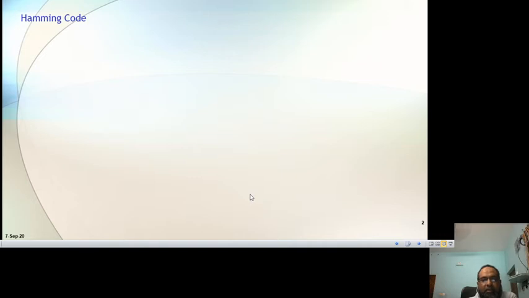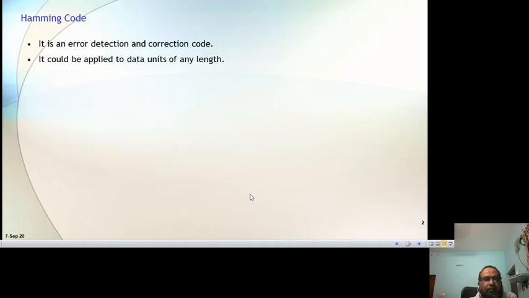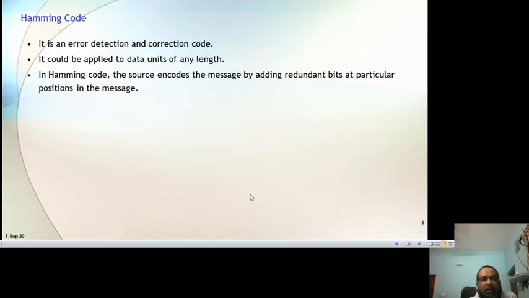One is the parity bit, but the issue is that you can only find the error, you cannot correct it. But Hamming code is an error detection as well as an error correction code. You can correct even one bit of error by using Hamming code. Another feature is that data of any length can be used to check error correction or error detection using Hamming code.